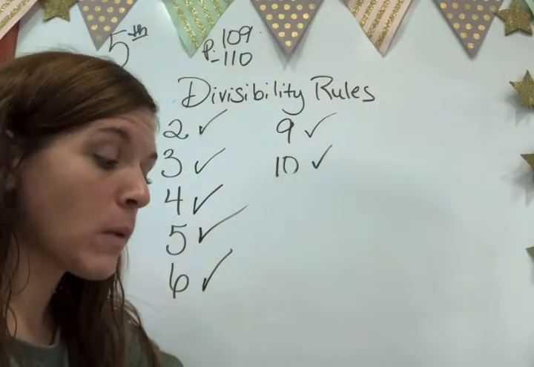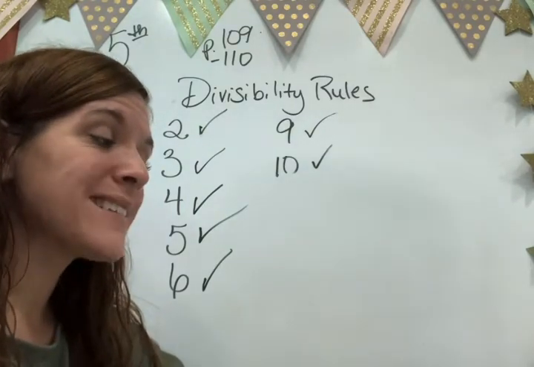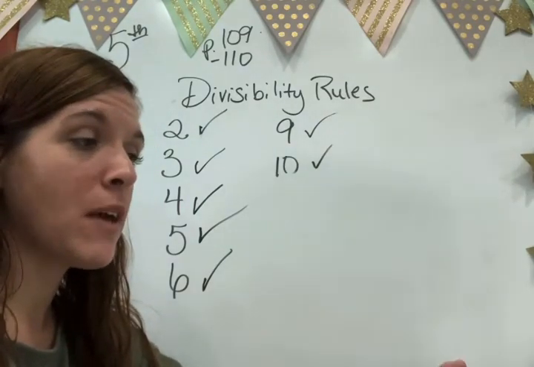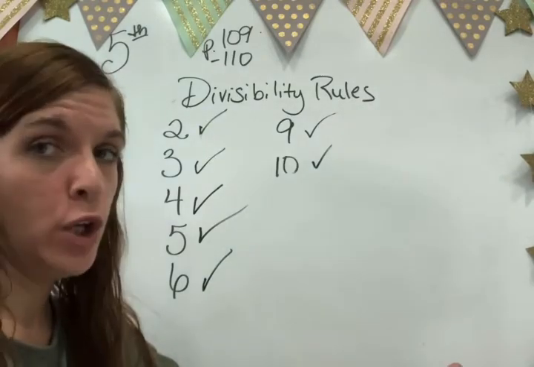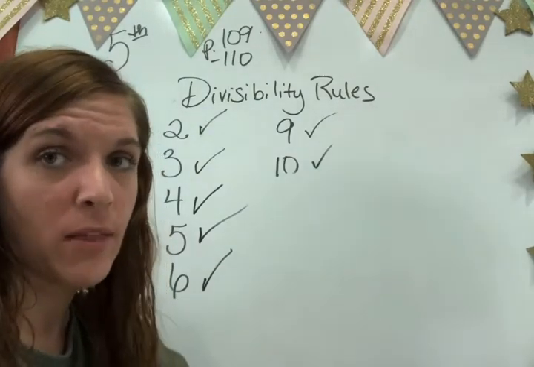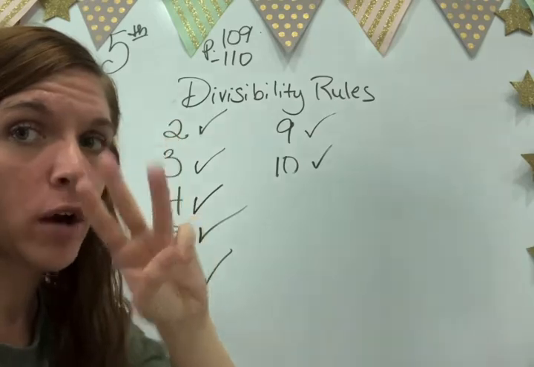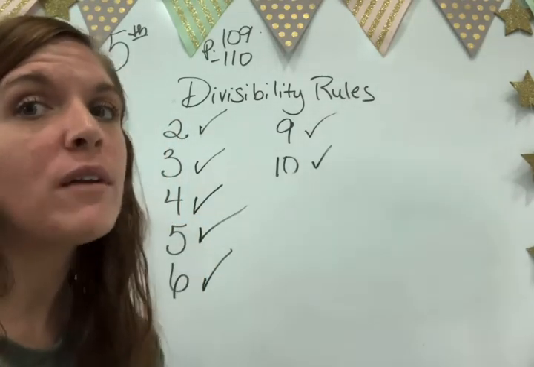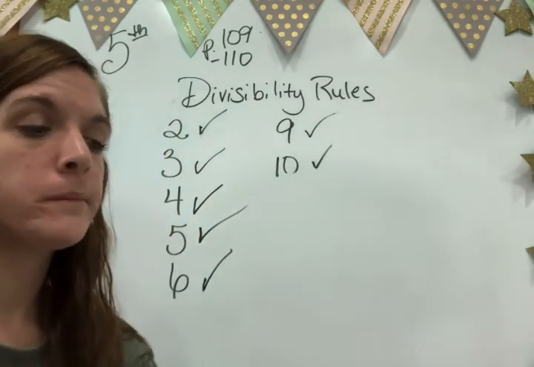Like look at the first one, 29. 2 plus 9 is 11. Can you divide 11 by 3, Ethan? No, so 29 is not divisible by 3, but there are 3 numbers that are. Stop your video and find the 3 numbers that are.